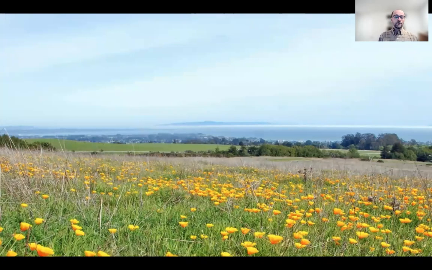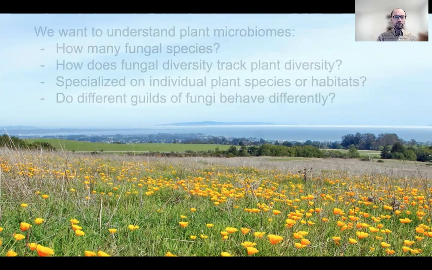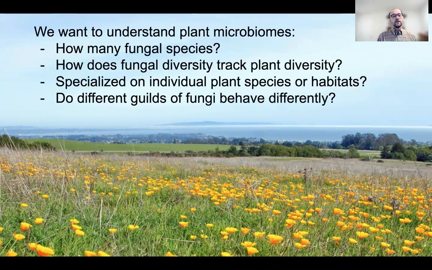As plant ecologists, when we see a scene like this, we think about the diversity and the beauty of the plants in those habitats. But we also know that all of those plants are filled with fungi. And what we are interested in is trying to understand what's going on in those plant microbiomes. How many fungal species are living inside the plants? How does fungal diversity track plant diversity? Are those fungi specialized on individual plant species or on different habitats? And do different guilds of fungi behave differently?